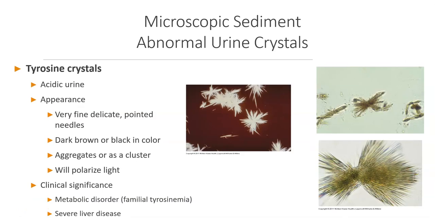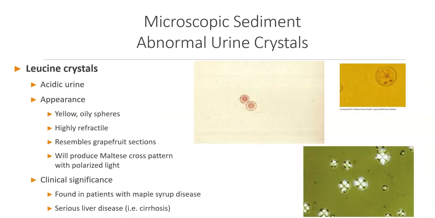Tyrosine crystals in urine are very rare, but they may occasionally be seen with leucine in urine from patients with severe liver disease. They are present in acidic urines. Their appearance is very fine, delicate, pointed needles. The needles may be dark brown or black in color. Their aggregates are as a cluster, and they will polarize light. The clinical significance is it may indicate a metabolic disorder called familial tyrosinemia. It's also, again, present in severe liver disease. Tyrosine is seen in the urine of an acidic pH.